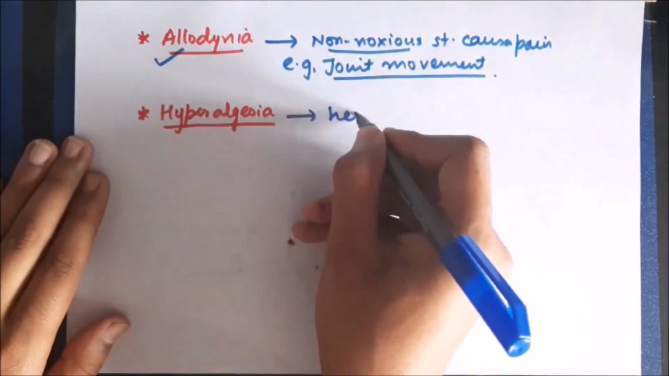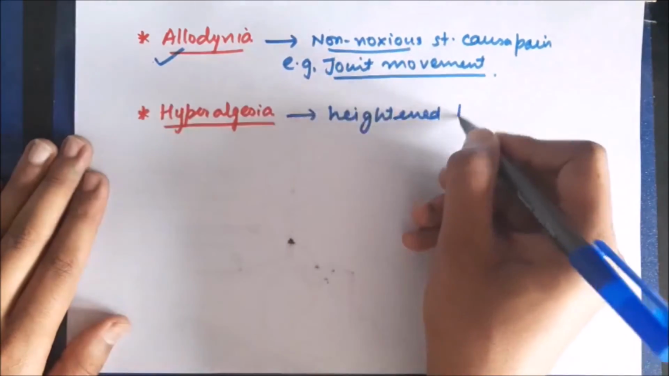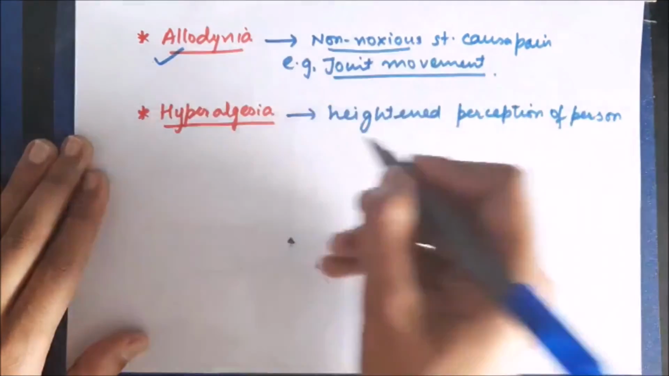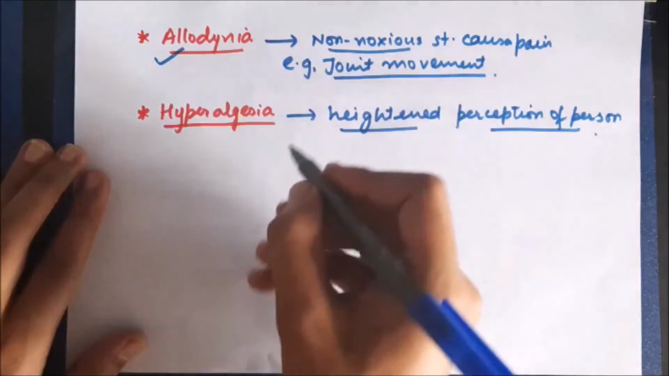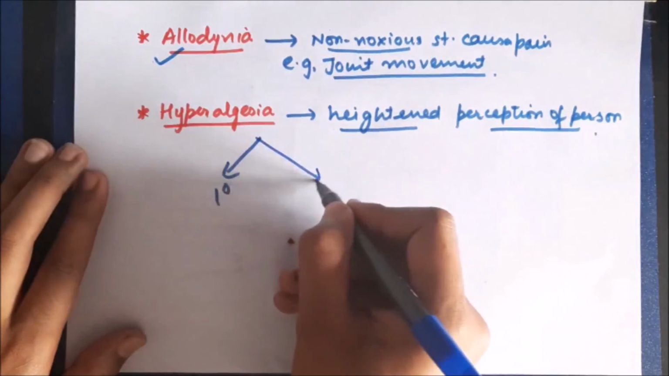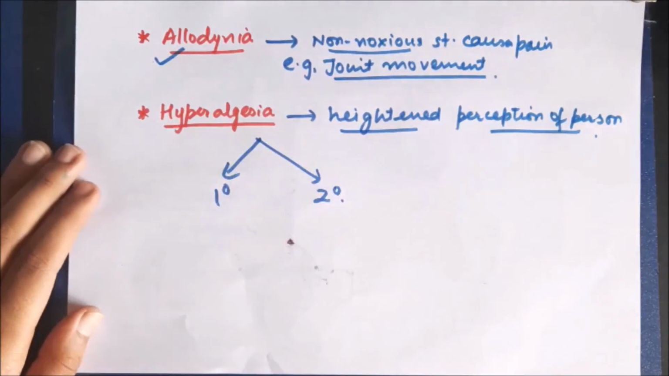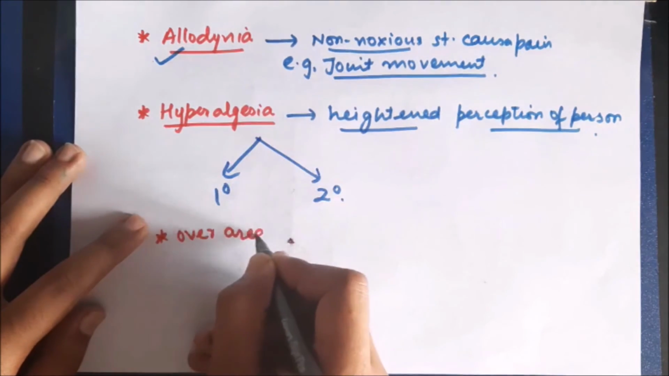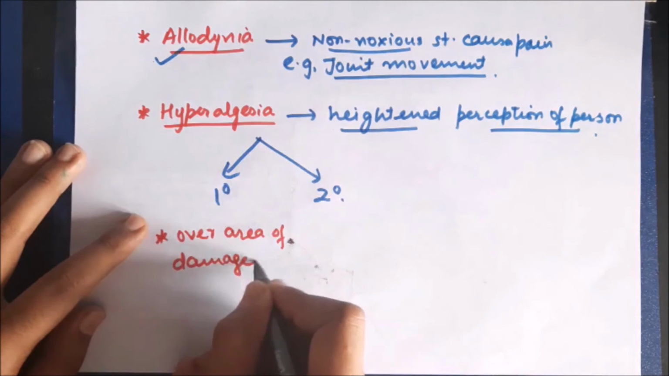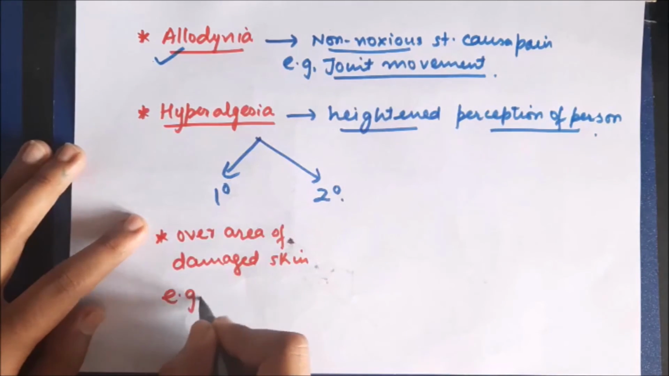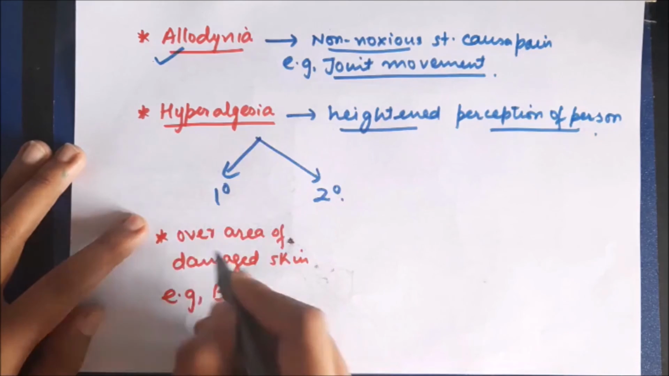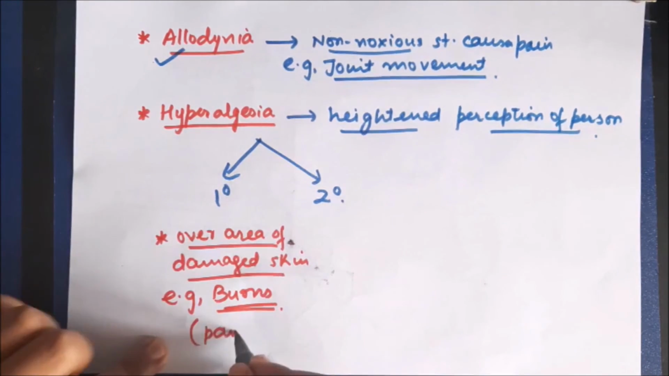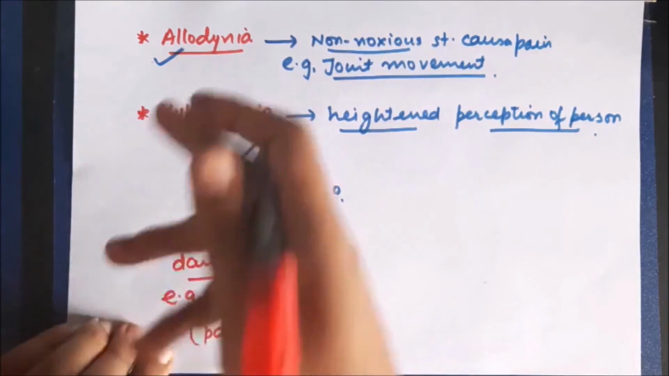Another important term is hyperalgesia. Hyperalgesia means whenever there is heightened perception of pain, so the person feels pain more than normal. Hyperalgesia is of two types: primary hyperalgesia and secondary hyperalgesia. Primary hyperalgesia means heightened perception of pain over an area of damaged skin. For example, whenever there are burns, the threshold for pain is decreased, and that results in hyperalgesia.